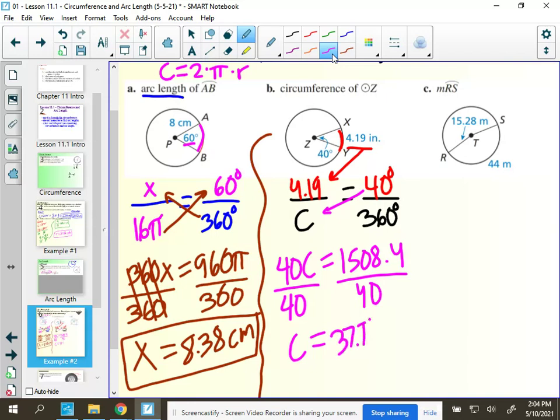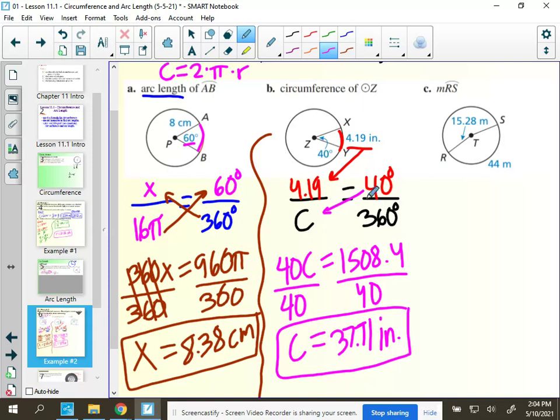37.71. Whoops, that's another 7. 37.71 inches all the way around the circle. Okay. And again, there's different things you can do as far as this 40 and these 360.